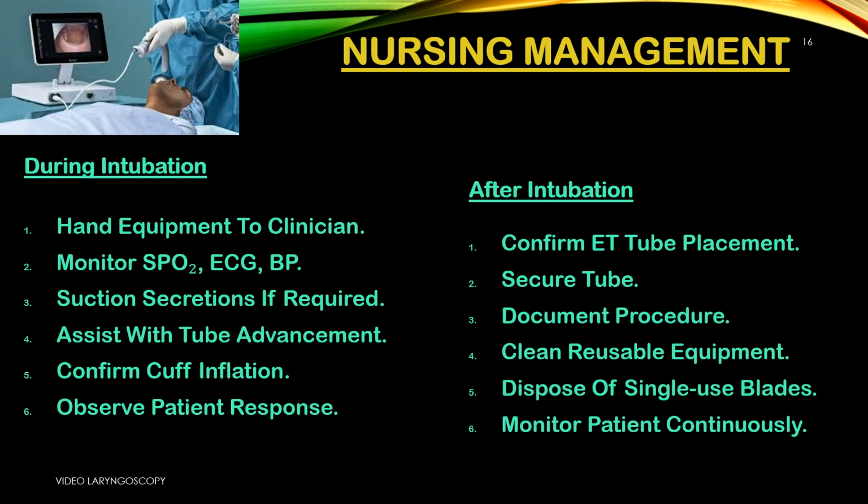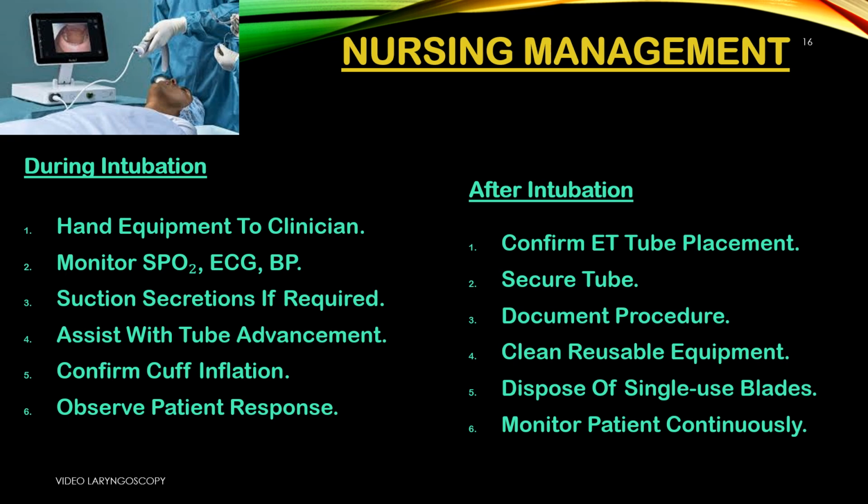4. Assist with tube advancement. Guide ET tube as directed. Help angle it to follow the blade and enter the glottis. 5. Confirm cuff inflation. Inflate the cuff to seal the airway. Prevents leaks and aspiration of stomach contents. 6. Observe patient response. Watch for coughing, deterioration, or hemodynamic changes. Report problems right away.